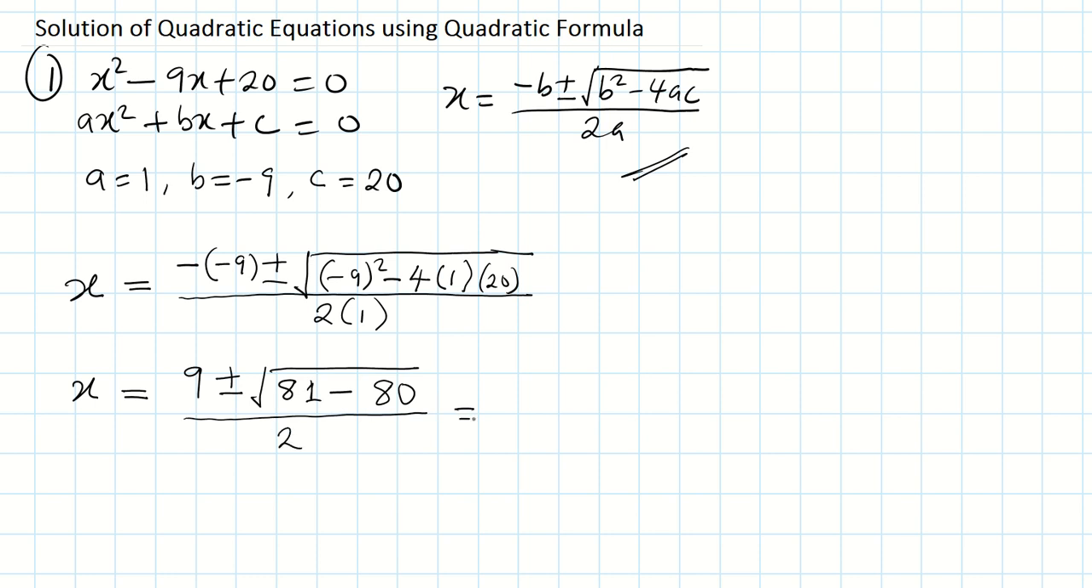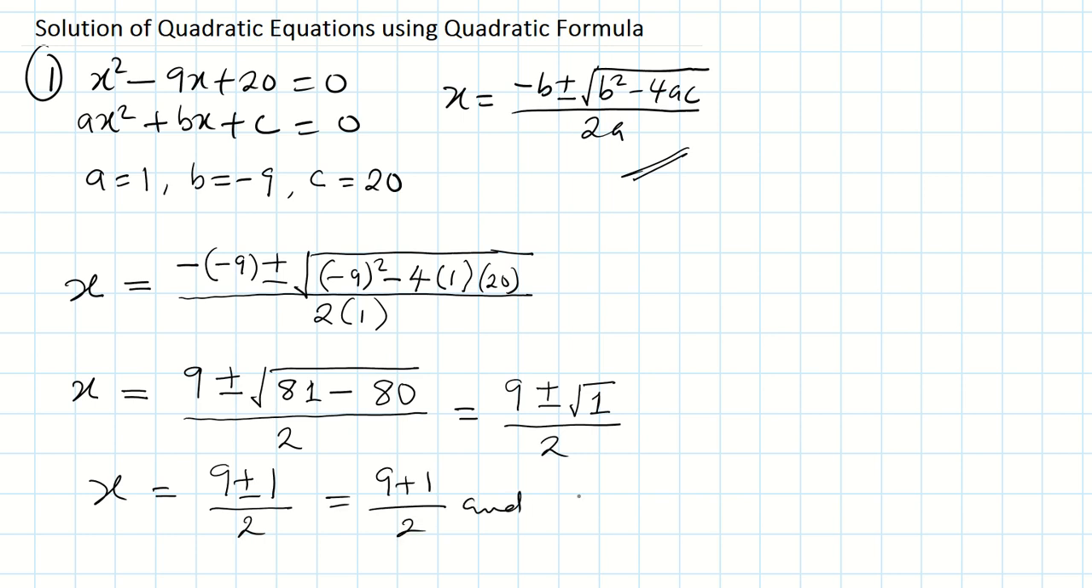When we evaluate, we have 9 plus or minus the square root of 81 minus 80, which is 1, over 2. So we have x equal to 9 plus or minus 1 over 2, which is the same thing as 9 plus 1 over 2 and 9 minus 1 over 2.